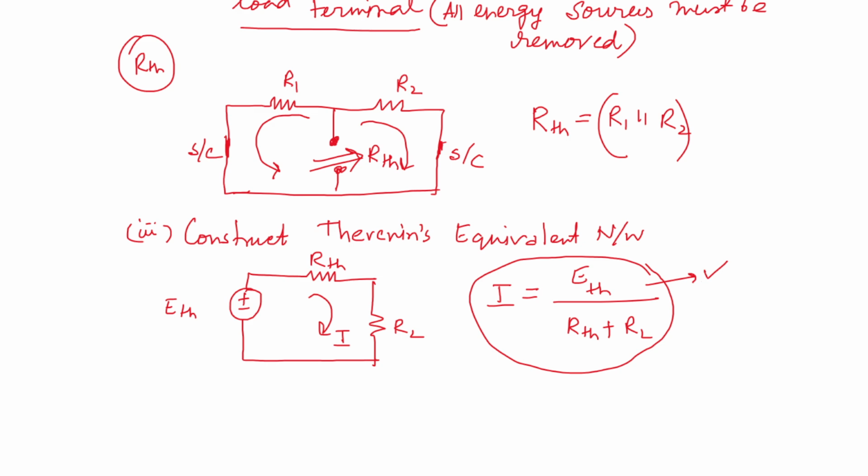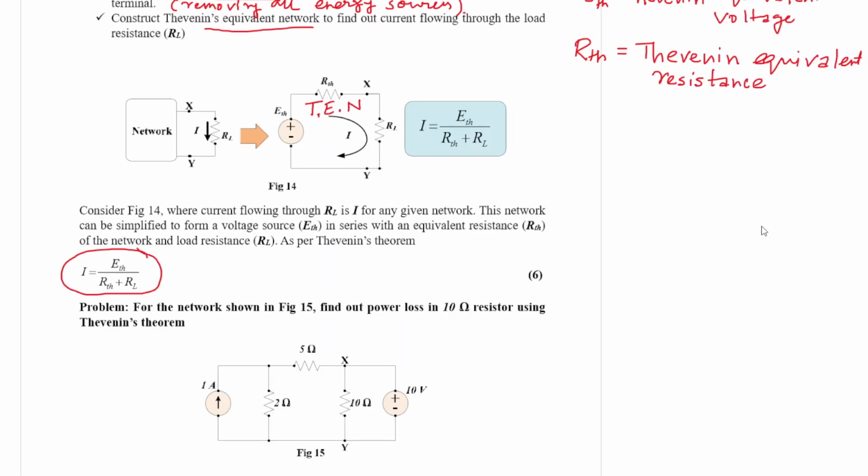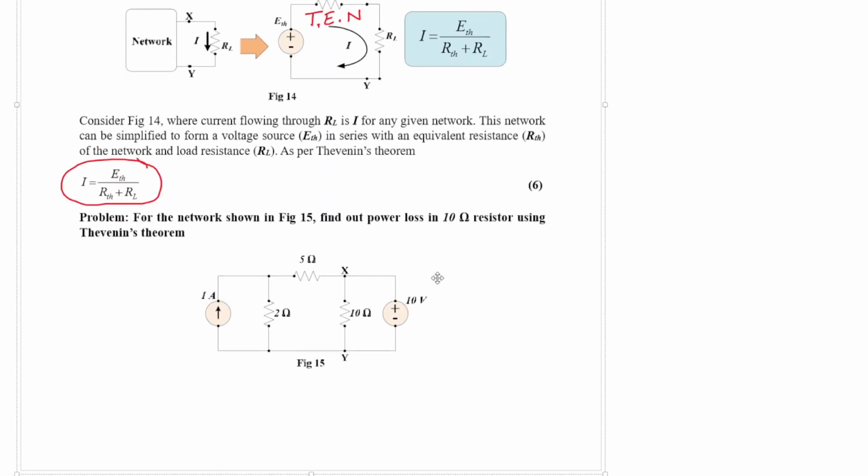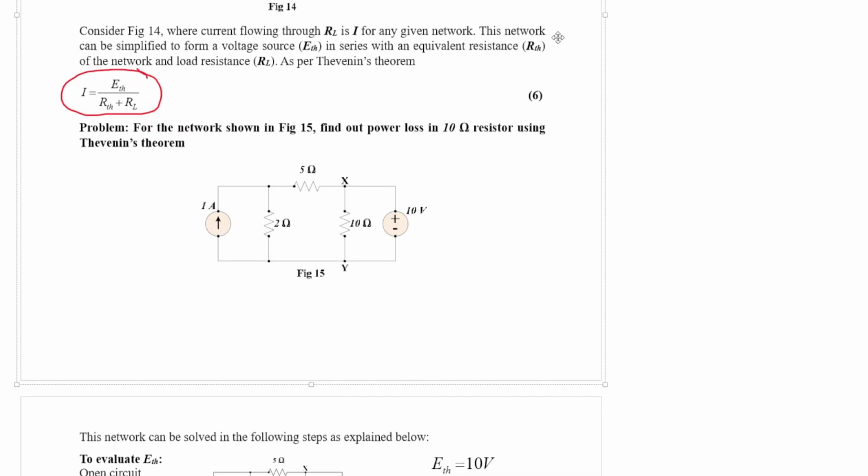So with this background, we try to solve one problem. Let us consider figure 15, where you need to evaluate the power loss in the 10 ohm resistance. So this is the 10 ohm resistance. You need to calculate the power loss in the 10 ohm resistance using Thevenin's theorem. Now power loss, as you know, is nothing but I square R.